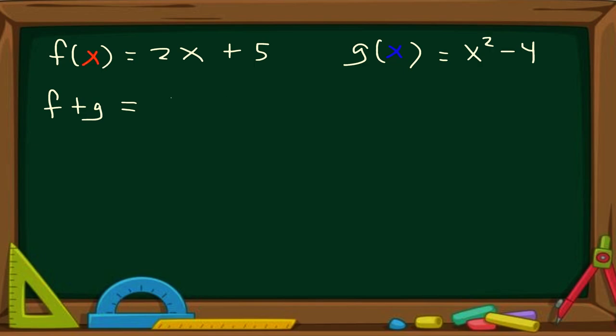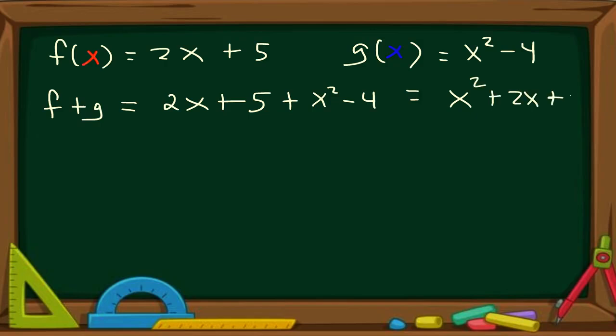All you got to do is add them: 2x plus 5 plus x squared minus 4, and combine like terms. So all we can combine is 5 and negative 4, which adds up to 1. So it's x squared plus 2x plus 1. And so that's the sum of f and g.